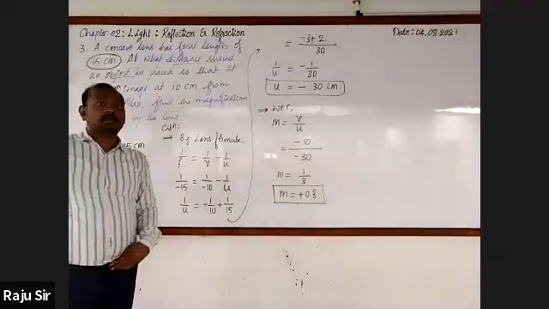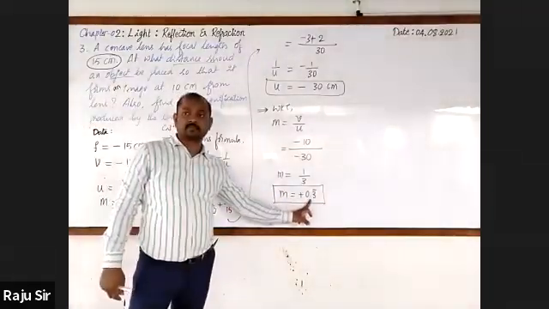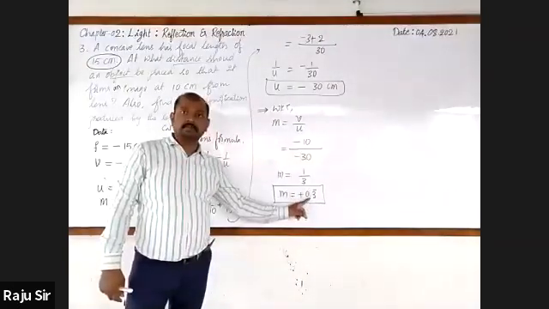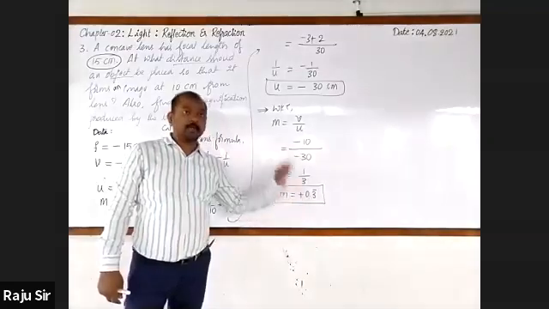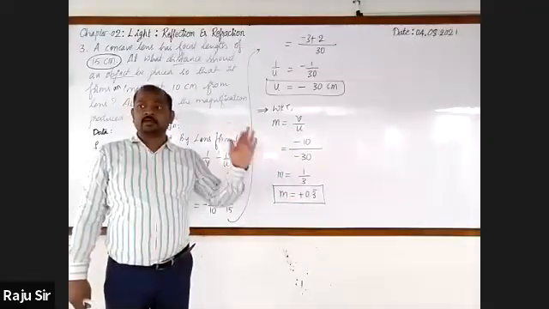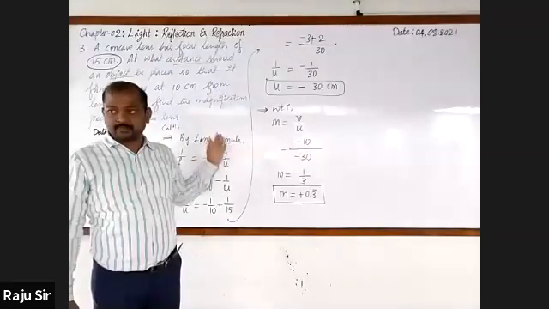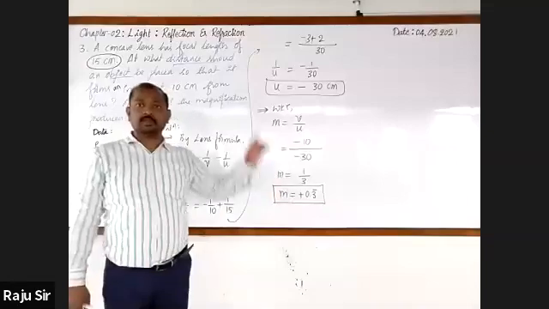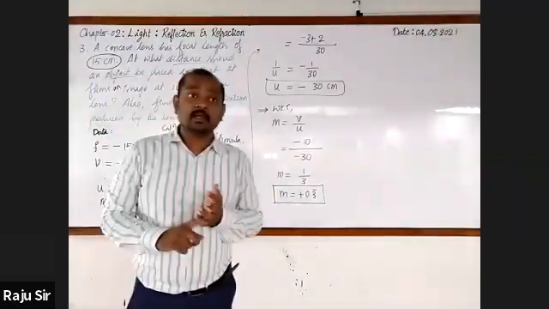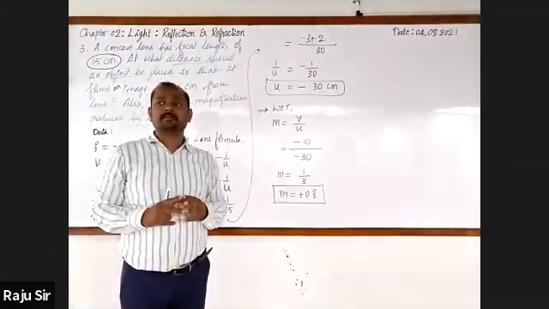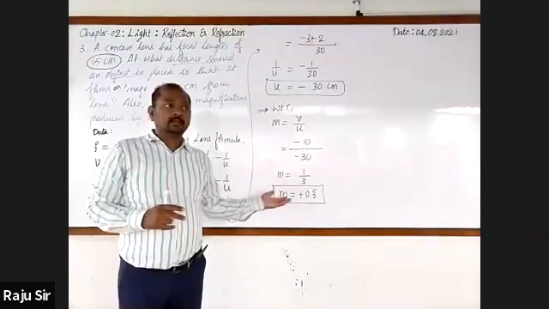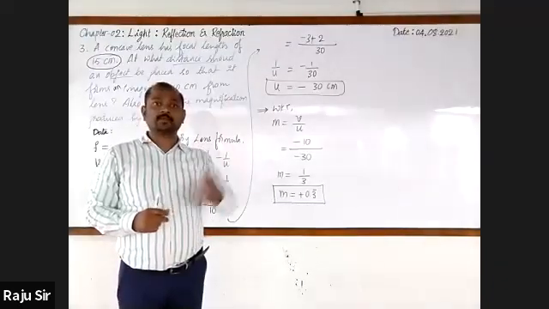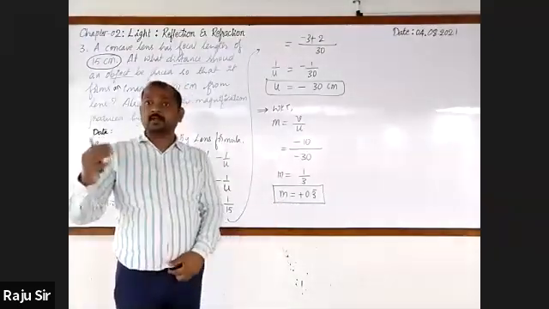0.3 bar, what does it indicate? It is a recurring decimal. The size of the image is 0.3 bar times the size of the object, that is, 3 times less. And what does positive indicate? It is above the principal axis. That comes in height. Virtual and direct. Please do remember.